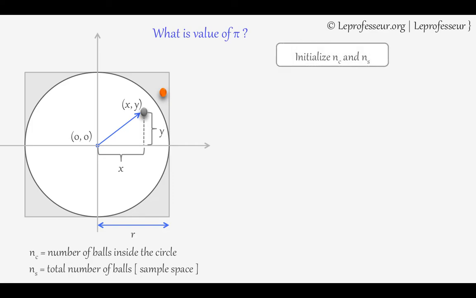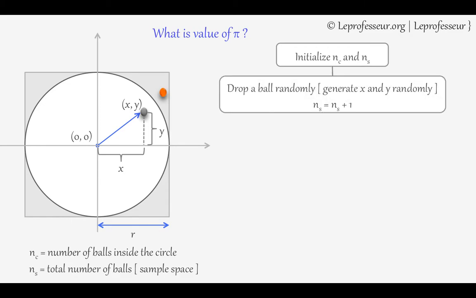So we can initialize NC and NS to, let's say, 1 and 1, and we generate a random number. In other words, we generate the x and y coordinates of the ball randomly, and we increment the value of NS by 1, since we have thrown one ball randomly. And now we are going to decide whether this ball lands inside the circle or outside the circle.